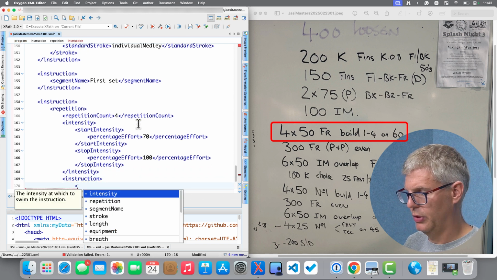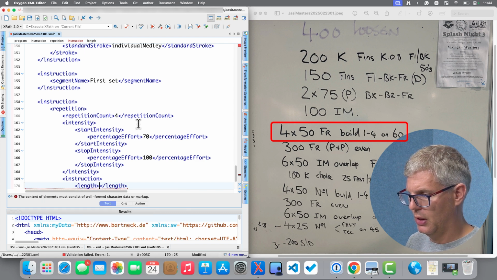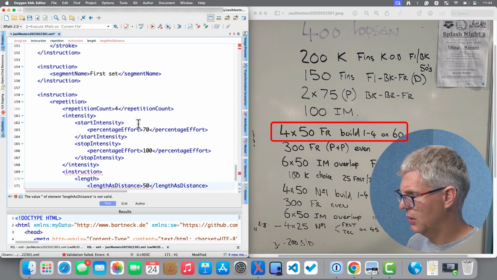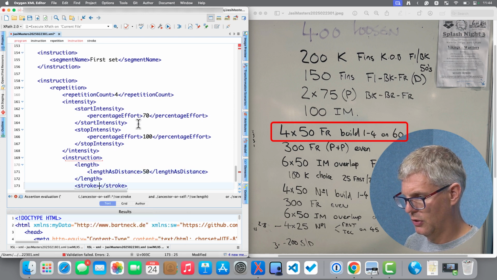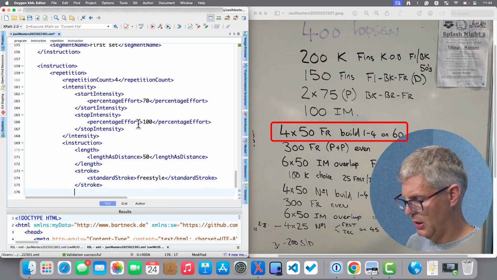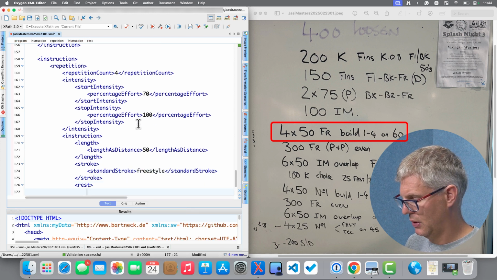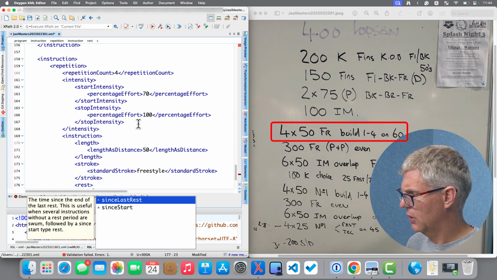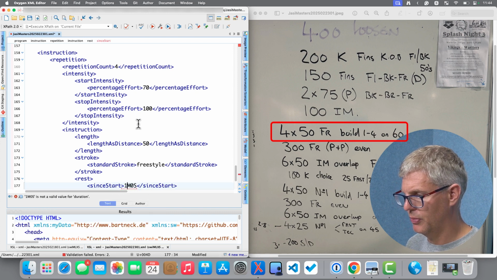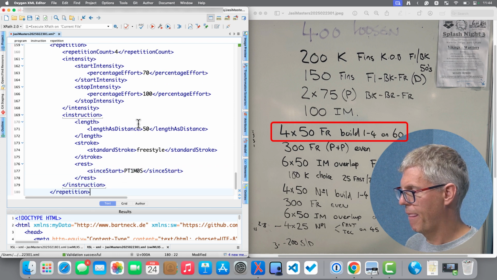Instruction. So we start with a length as a distance, 50, and the stroke is a standard stroke freestyle. And we have a rest of 60, so that is 1 minute 0 seconds. Oh, sorry. PT, 1 minute 0 seconds.